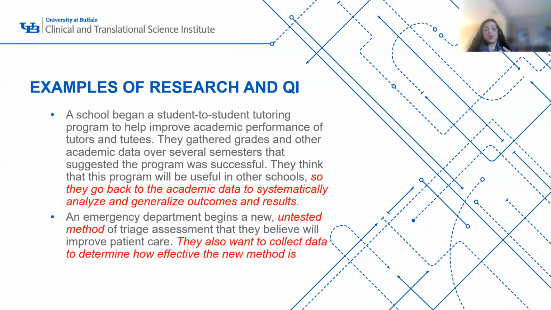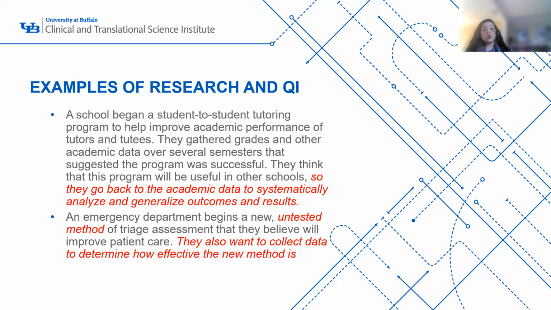So the overlap between QI and research can sometimes develop during the process of the project. For example, let's say that a school began a student-to-student tutoring program to help improve academic performance of both the tutors and the tutees. They gathered grades and other academic data over several semesters that suggested that the program was successful. They think that this program will be useful to other schools, so they go back to the academic data to systematically analyze and generalize the outcomes and results.